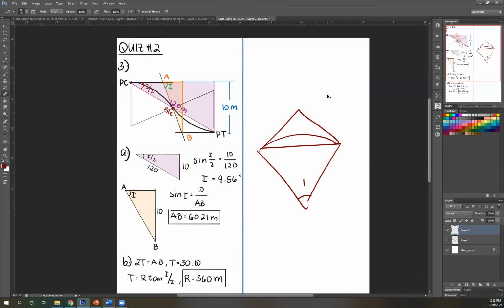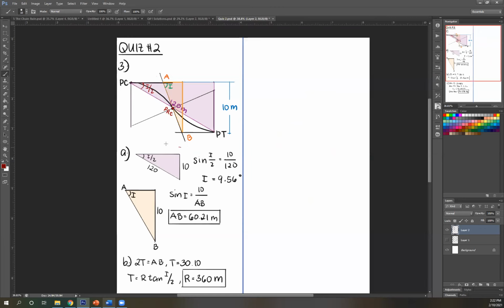Okay? So that's I over 2. So now I can use trigo functions to solve for I. Using sine, sine I over 2, this is a right triangle. So sine I over 2 equals opposite 10 over hypotenuse 120. So solving for I, I get 9.56 degrees.